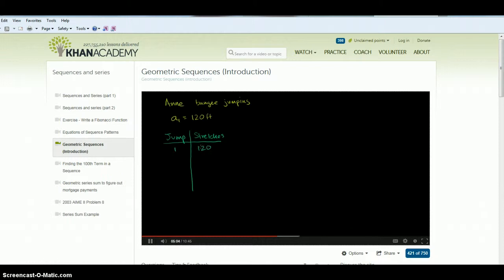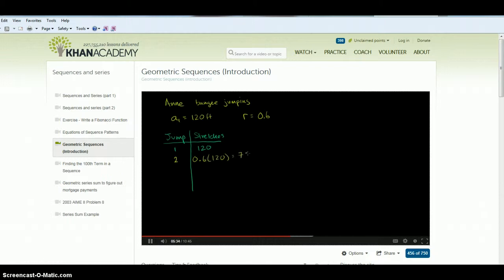It says on the next bounce, the stretch is 60% of the original jump, and then each additional bounce stretches the rope 60% of the previous stretch. So here the common ratio, where each successive term in our sequence is 60% of the previous term, is 0.6 times the previous term. So on the second jump, we're going to stretch 60% of that, or 0.6 times 120, which is equal to what?